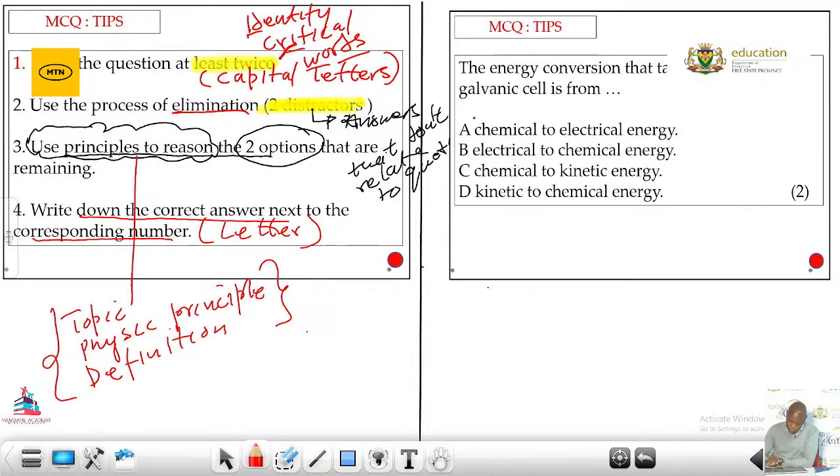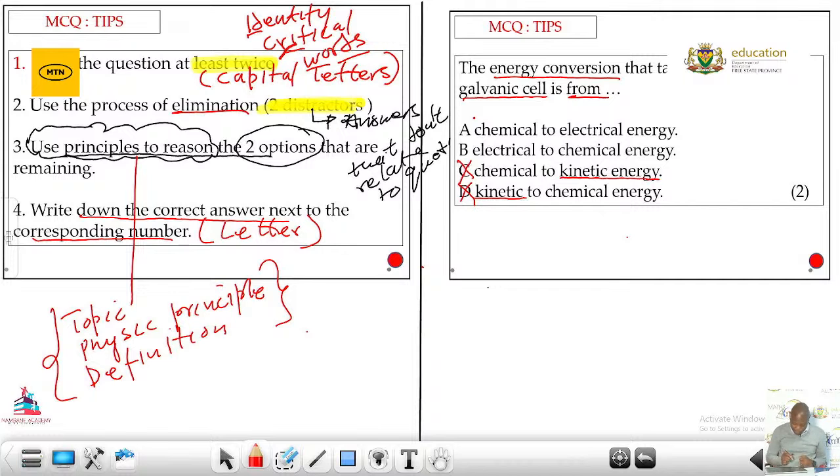I've chosen a question here that says the energy conversion that takes place in a galvanic cell is from. The best way to do this is to try and identify my 2 distractors. It is easy to see that when we work with a galvanic cell, it does not have anything to do with kinetic energy. So C and D are my 2 distractors. Now I am left with A and B.